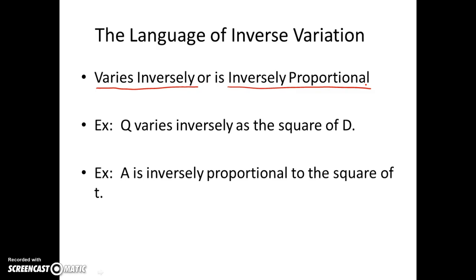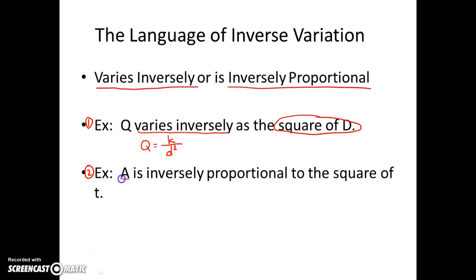I want you to take a second, pause this, and try to see if you can answer examples 1 and 2, and all you're trying to do is take the statement and write it as an inverse variation equation. Now I'll give you the answers. So if Q varies inversely, I start with the Q. Varies inversely means that immediately it's going to be k over something. Don't forget your k. And then as the square of D. So my variable is D, and I'm going to square it.